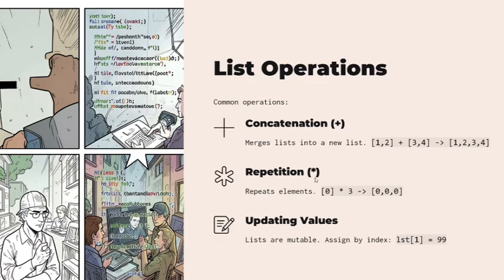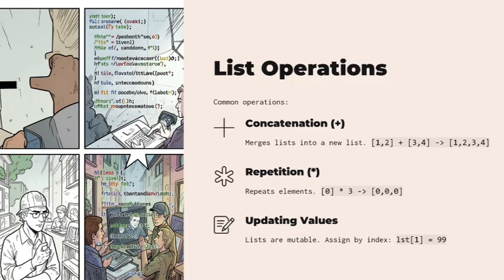Okay, we use the star operator for repetition. This doesn't mean we are multiplying; we are just repeating elements. Here you can see there is 0, and we want to repeat it 3 times, so that's the output. This is useful when we need to create a list with repeated values.